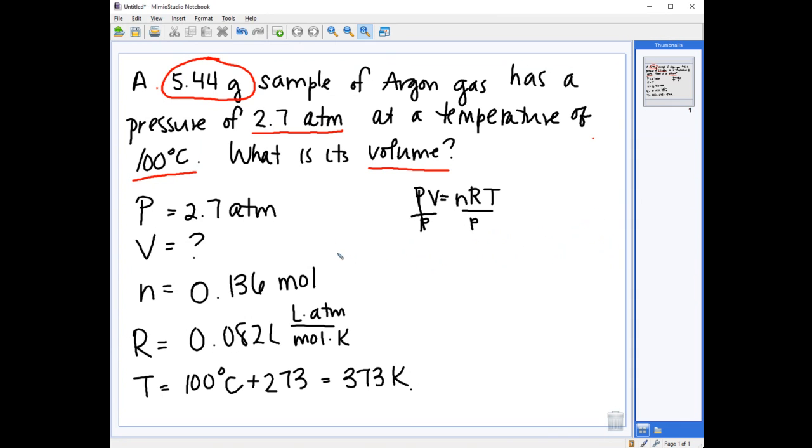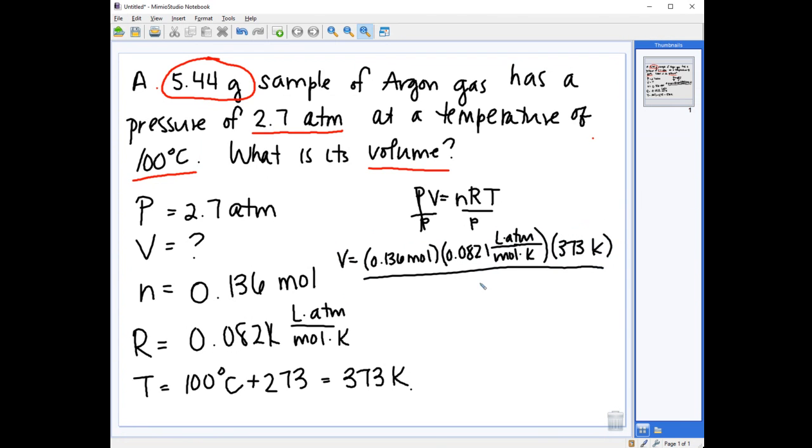Move over here. So volume, there we go. All right, so 0.136 mole times 0.0821 liters times atmosphere over mole times Kelvin times 373 Kelvin for my temperature. I'm going to divide all of that by my pressure, 2.7 atmospheres.